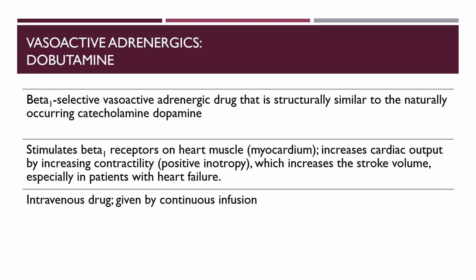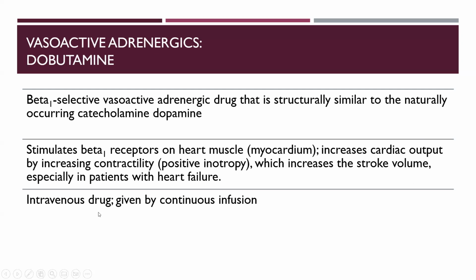It's very similar to the catecholamine dopamine. So dobutamine is a little bit different than dopamine. When we give dopamine, we're giving a synthetic version of the dopamine we make naturally. Dobutamine is very similar to it though. It stimulates beta-1 receptors on the heart muscle, which causes increased cardiac output by causing increased contractility, which increases stroke volume, especially in patients with heart failure. Whenever we talk about cardiac output or contractility, what we're really talking about is the drive force of the heartbeat. So the better the heartbeat I have, the better blood flow I'm getting.